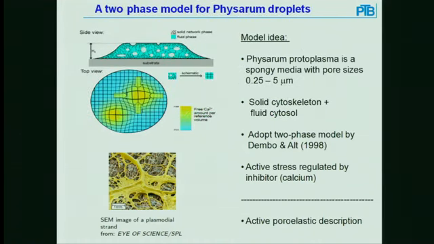Now, the idea that we had was that we look at this as a two-phase model for these droplets. If you look at a cartoon of these droplets, you could say there are typically some rather big pores, and there's a relatively dense cytoskeletal network, and of course there's fluid inside the droplet.